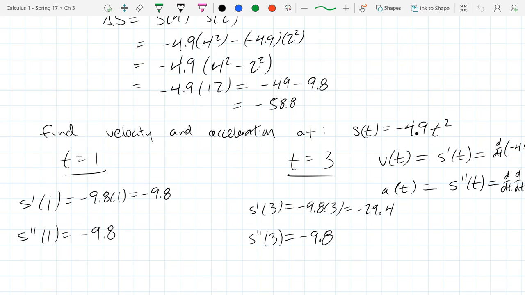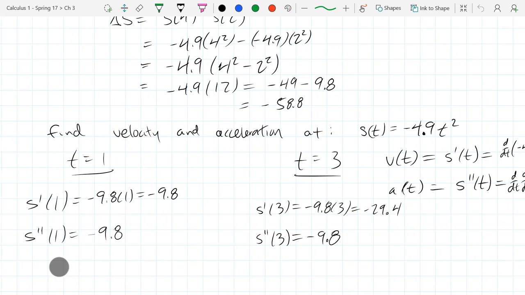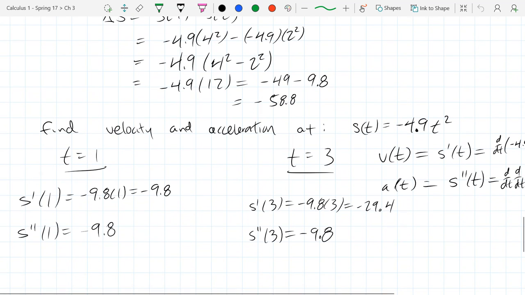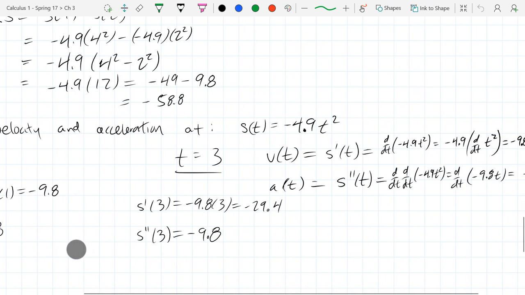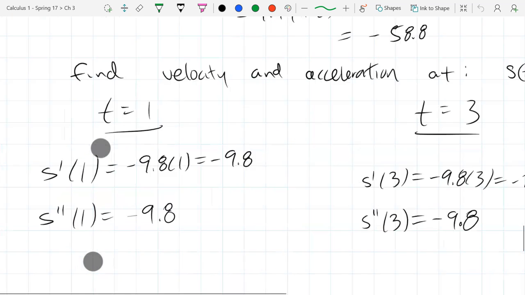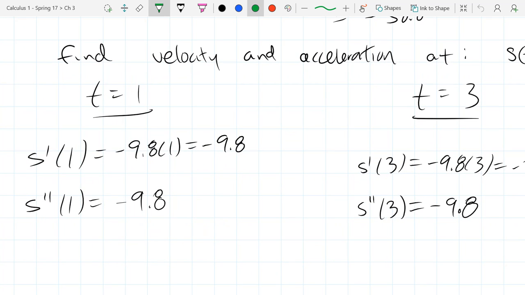Actual velocity, the instantaneous velocity at the different times, is that right? Somewhere. I guess I didn't really label them too well. We did compute the derivative, so the first derivative, s prime, that is the velocity. Let's finish these labels.